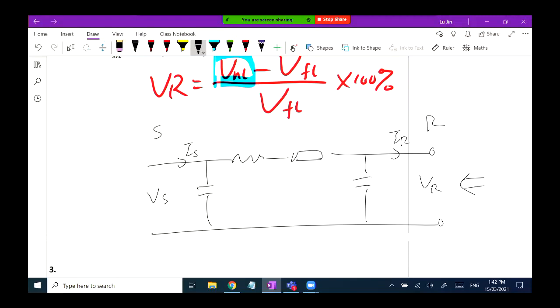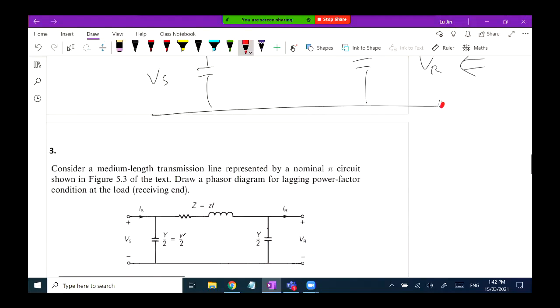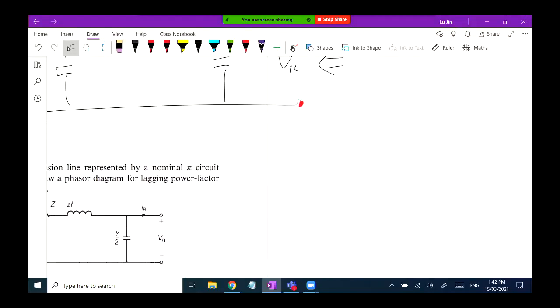The no load voltage means the voltage across the two open terminals without load. If you do not have load here, these two terminals at the receiving side are open. If they are open, no current can go through. That means IR equals 0. By using this information in our ABCD model, we can simplify the work like this.